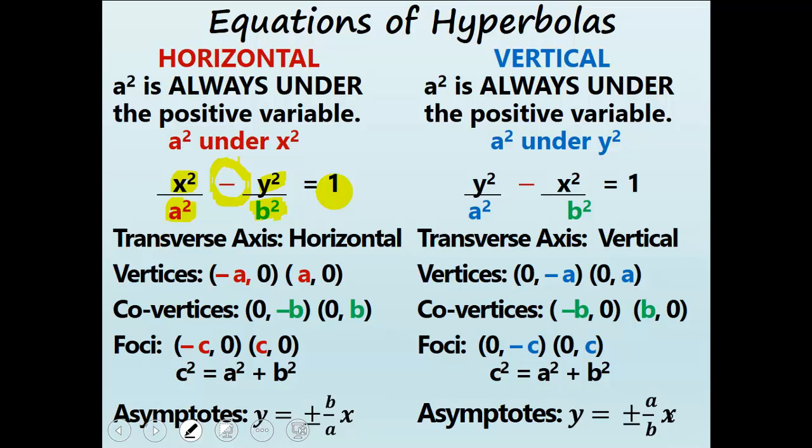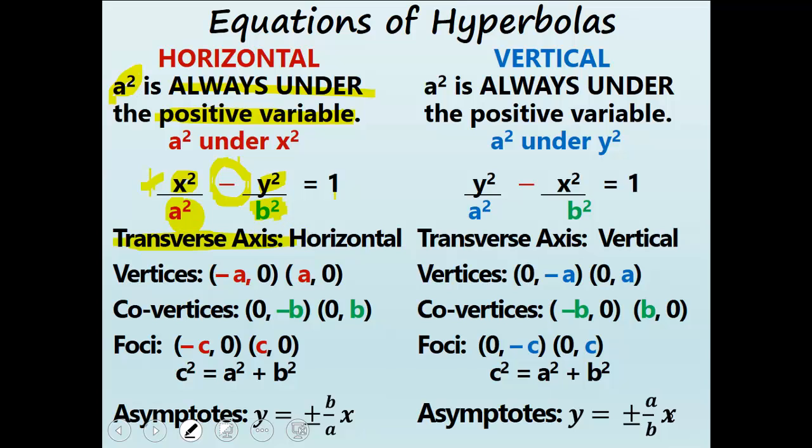Now, here's another difference. Your a squared doesn't depend on which one is bigger or smaller. a squared is always under the positive variable. So a squared is not under the variable that follows the minus sign. You see how x squared is positive here? a squared is always under the positive variable. The primary axis is not called a major axis, it's called the transverse axis.